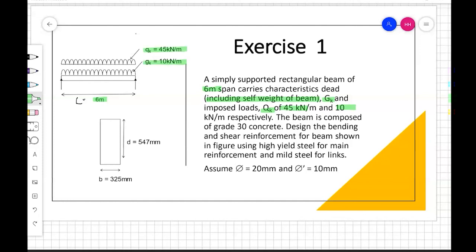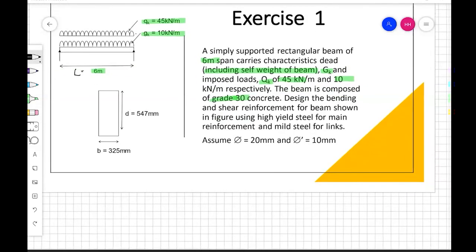Kalau tak ada this illustration, you kena pandai-pandai how to say imagine lah, and then you can draw your own illustration so that benda ni reflect balik soalan senang kita nak faham. Okay, the beam is composed of grade 30 concrete. Okay, so when it says grade 30 concrete, automatically you will know that FCU is equal to 30 Newton over mm square.